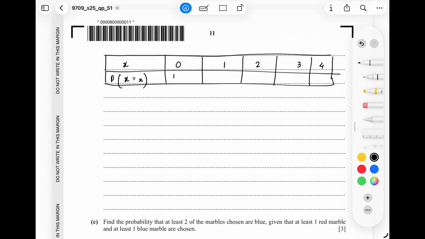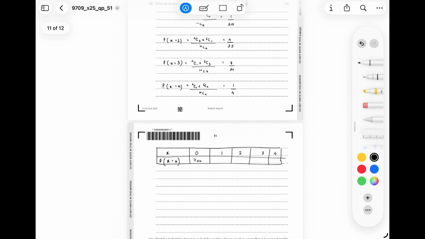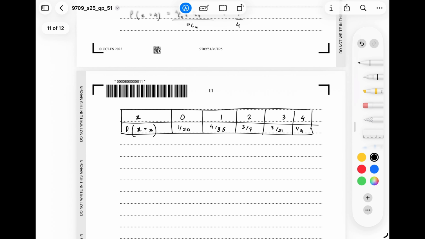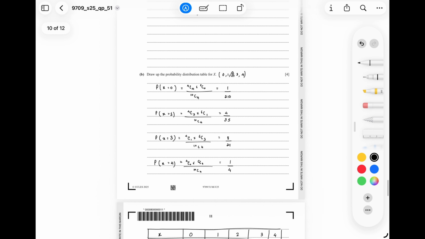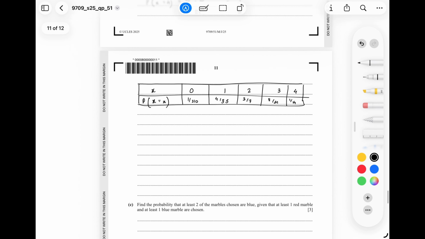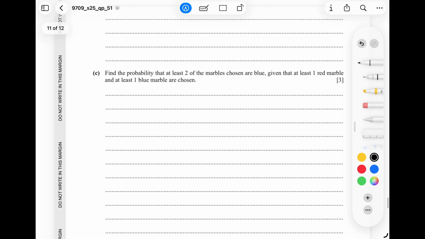So 0 was 1/210. Why does my 0 look like a 6? And then 1 was 4/35, 2 was 3/7, 3 was 8/21, 1/14. So this is the probability distribution table. It looks a bit wonky, but do yours nicer. And you can add up all these values to see if you get 1. If you don't, you know that you messed up somewhere and you just have to redo it.